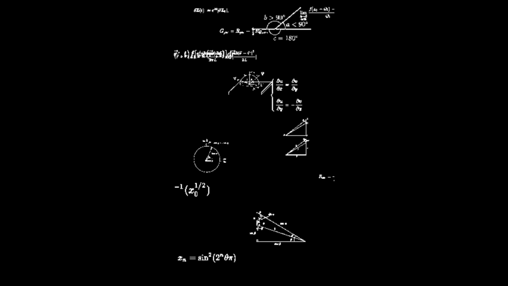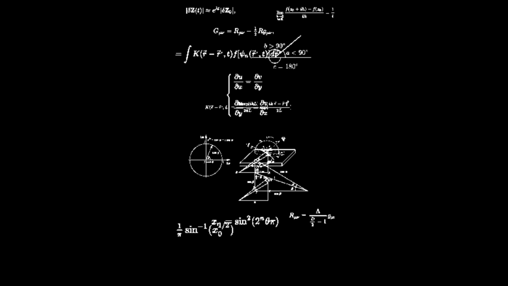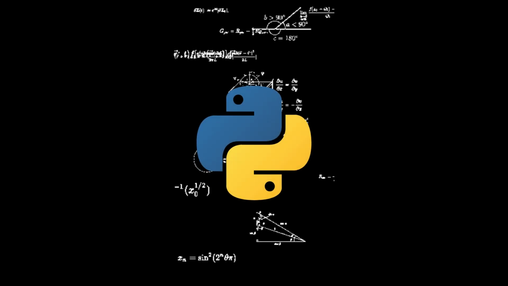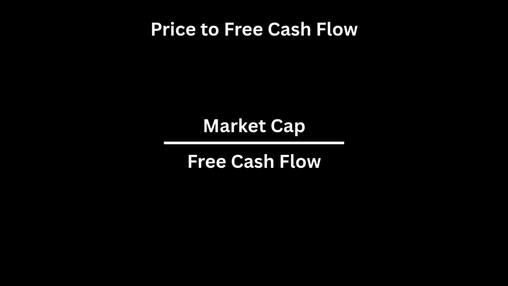In this video, we will learn how to calculate financial ratios in Python. Let's do price to free cash flow. Why is price to free cash flow important? This ratio compares a company's valuation to its cash generating ability.